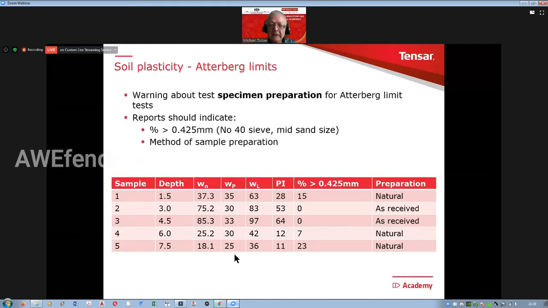So I would like to see this. If I'm looking at a tabulation of Atterberg limit results, two things I'd like to know. What percentage of material passed the 0.425 micron sieve, and how was it prepared? Because this would help me interpret the results. Unfortunately, I'd have to say, unless you really hunt back through the original laboratory data, you don't normally find that. But of course, if you're specifying a site investigation, you can ask for that information to be provided. And I'd recommend that you do.